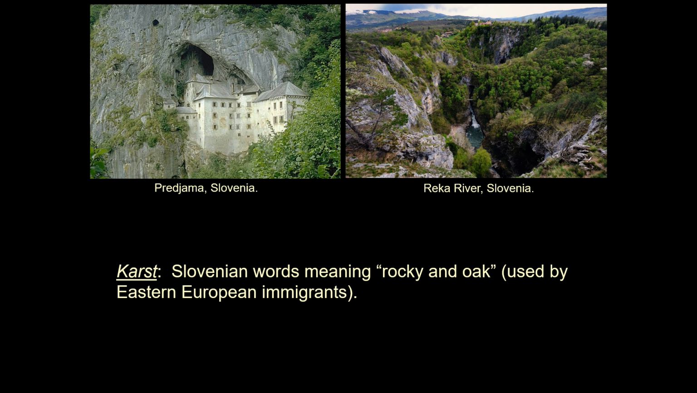Karst is a type of limestone topography that has a lot of caves, and karst comes from the Slovenian words meaning rocky and oak. I'm showing a couple of interesting locations in Slovenia. If you're not familiar with that country, it's south of Austria in Europe, a little bit north of Italy.